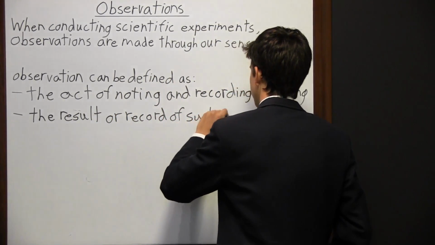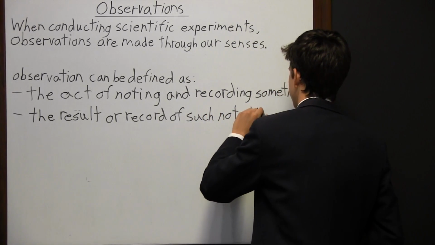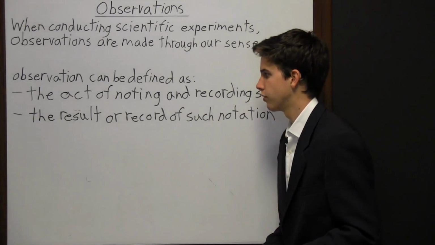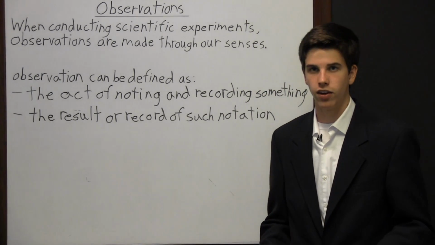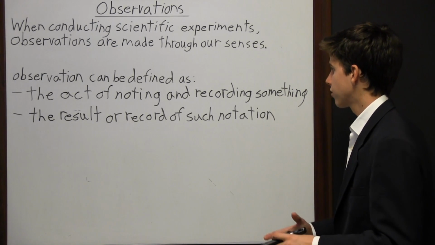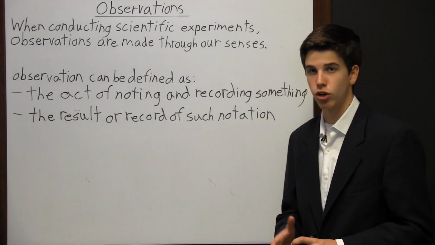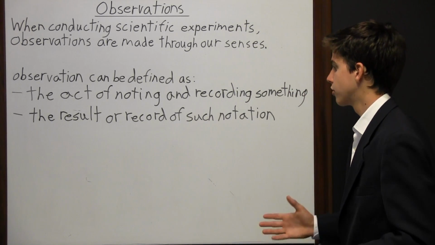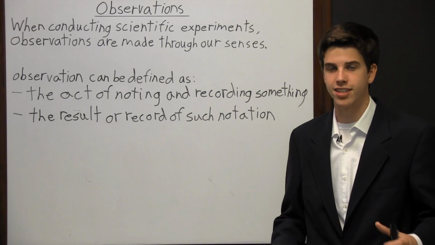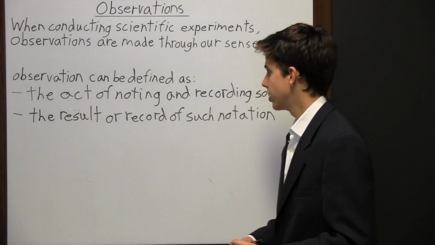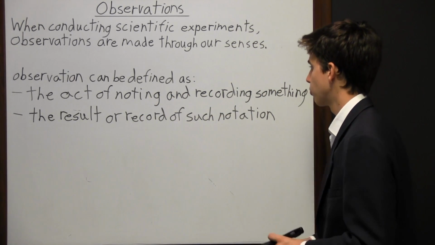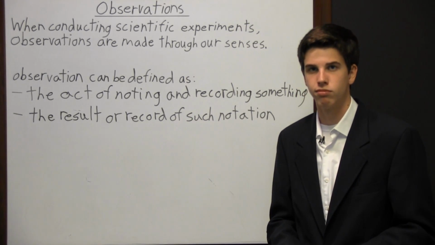So we don't use this definition of observation while the experiment is taking place. We would use this definition of observation as in, let's take a look at the observations the scientists made. So this is what happens after the experiment is finished and people go back and look at the observations made by the scientist. So this is more of a noun. The observations were made by the scientist. So again, one definition is the act of noting and recording something, and then the second definition is the result or record of such notation.